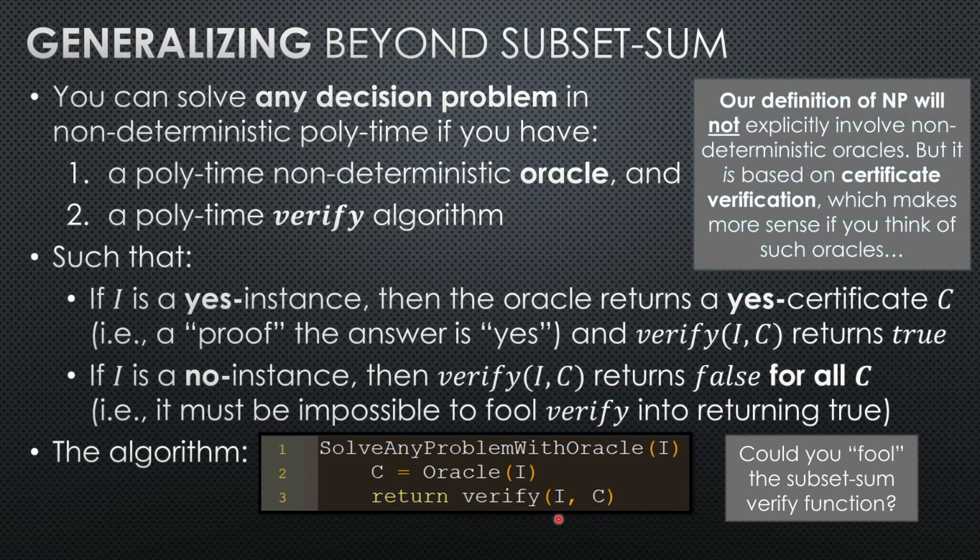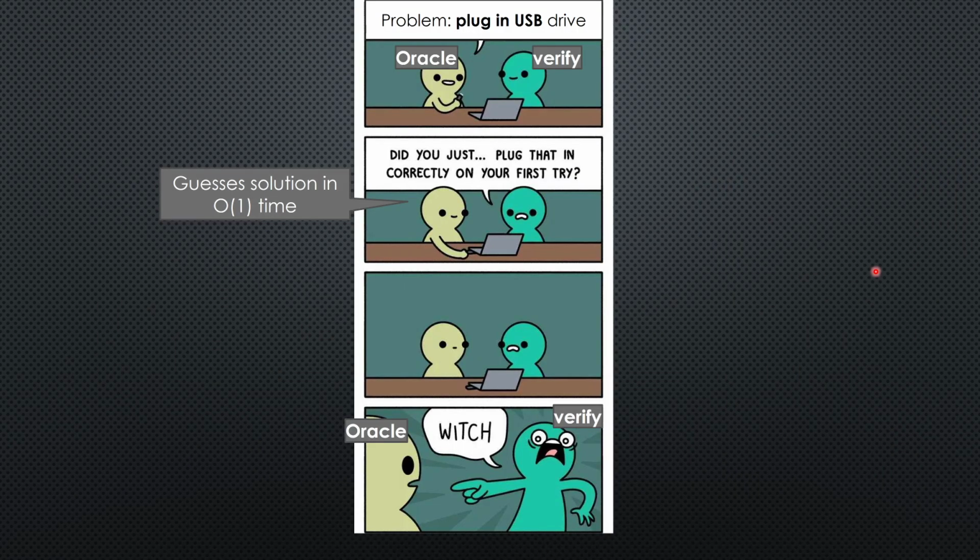Okay, so for the rest of this course, our definition of NP is not going to explicitly involve non-deterministic oracles, but I like to teach it this way, where I teach you the idea that there is a non-deterministic oracle which feeds you the answer if there is a correct one, and if it's a no instance, then it gives you some garbage, and you check it, okay? Because what we're going to do in the rest of the course is going to be based on certificate verification. I think certificate verification only makes sense, really, if you think about the existence of an oracle, right?